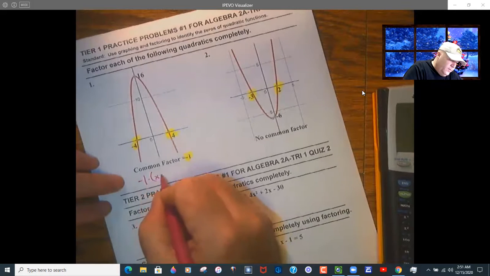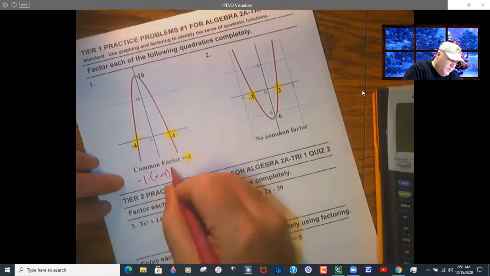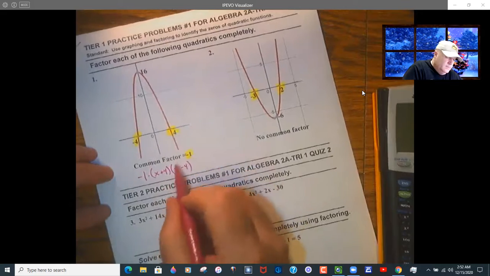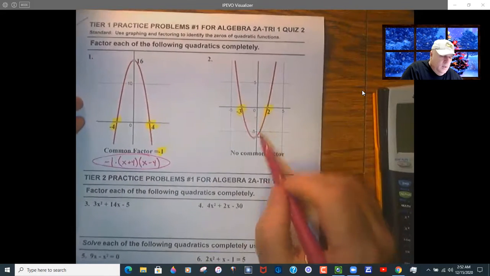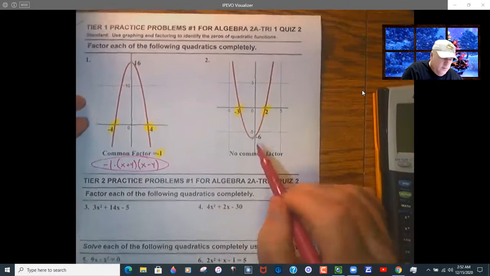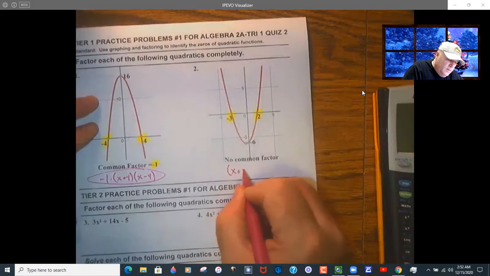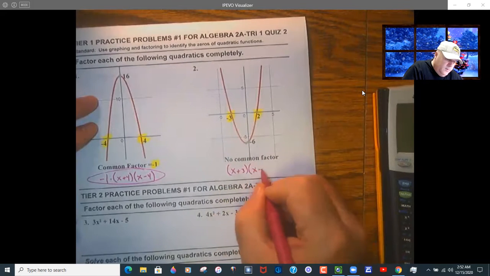So we have an x plus 4 for this one and an x minus 4 for that one. Here, no common factor. So we have an x plus 3 for the -3 and an x minus 2 for the 2.